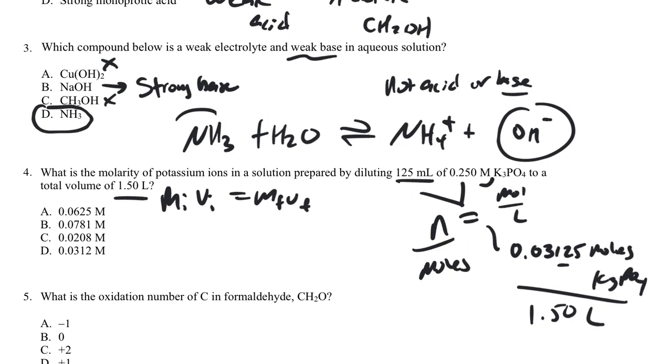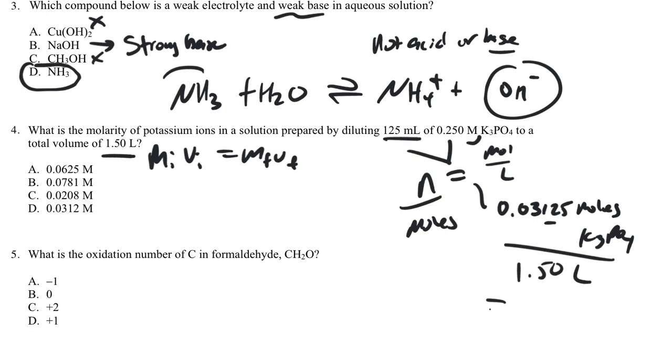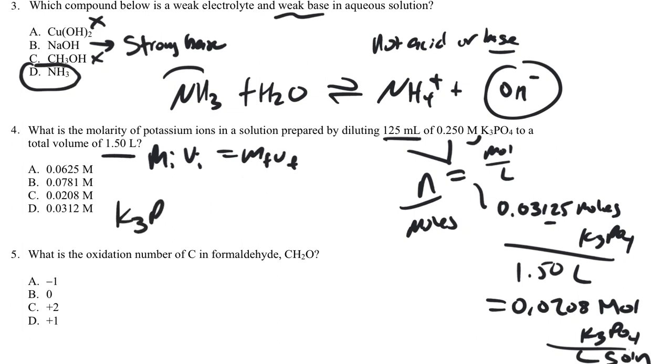So the new molarity of that solution following dilution would just be 0.0208. So that's 0.0208 M K3PO4, or moles of K3PO4 per liter of the solution. Now, what's the question asking for, though? It's asking for the molarity of just the potassium ion in this solution. The ionic compound K3PO4 in solution would fully dissociate to 3 K pluses plus a phosphate ion.